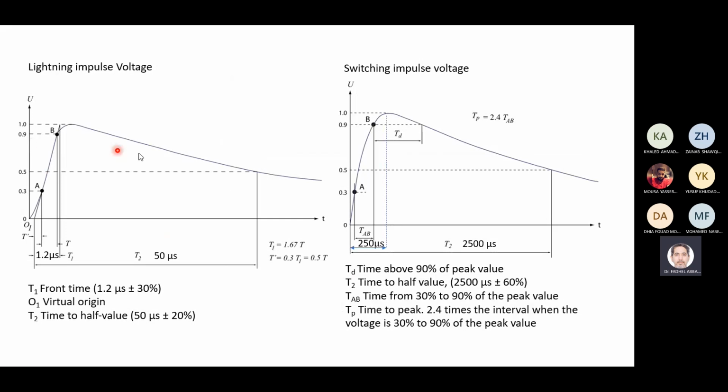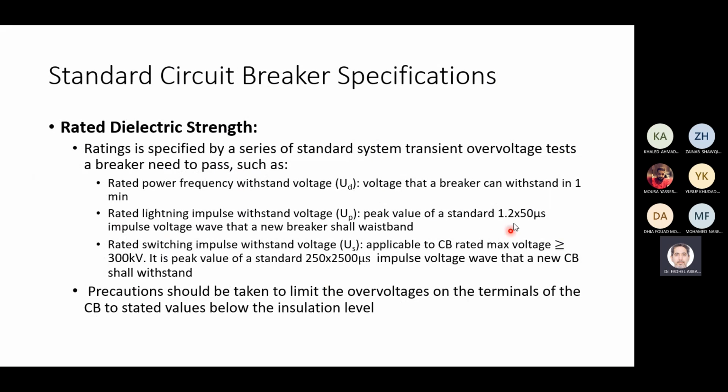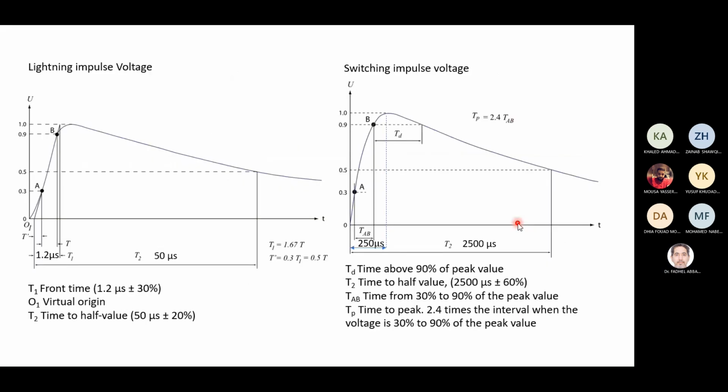This is the lightning impulse voltage. They test the circuit breaker with it. The voltage will increase within 1.2 microseconds to its peak, and then decay down within 50 microseconds to half of its peak. So this is called the 1.2 to 50 microsecond standard impulse waveform. The manufacturer will test, and they tell you the maximum lightning impulse they have tested.